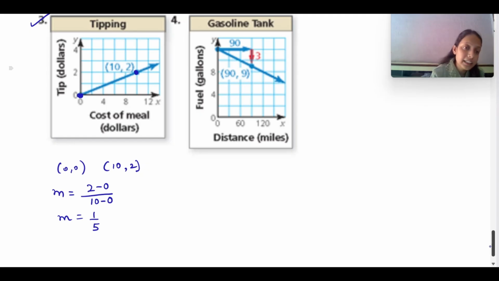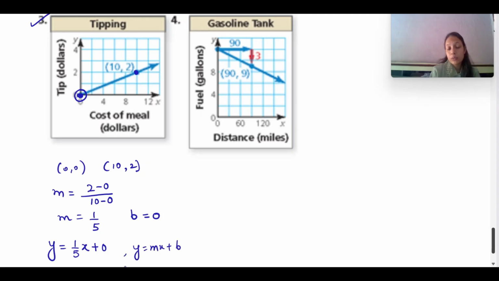You can see the line cuts the y-axis at point 0. So I got the y-intercept as well. Y-intercept means b, and b is 0. So what's the equation? y equals 1 by 5 x plus 0. I use the equation mx plus b. m is 1 by 5, b is 0. Okay, let's try question number 4.